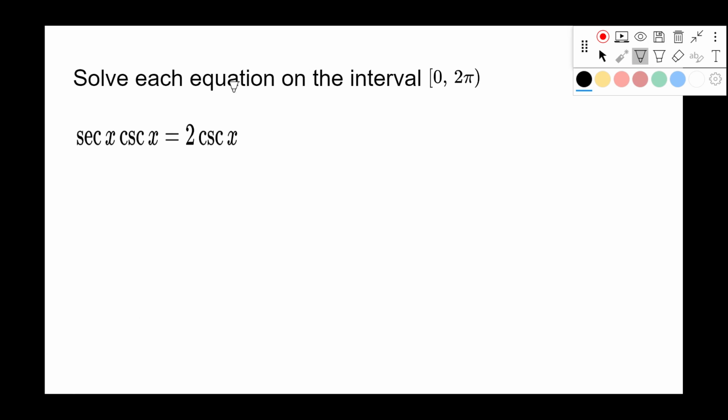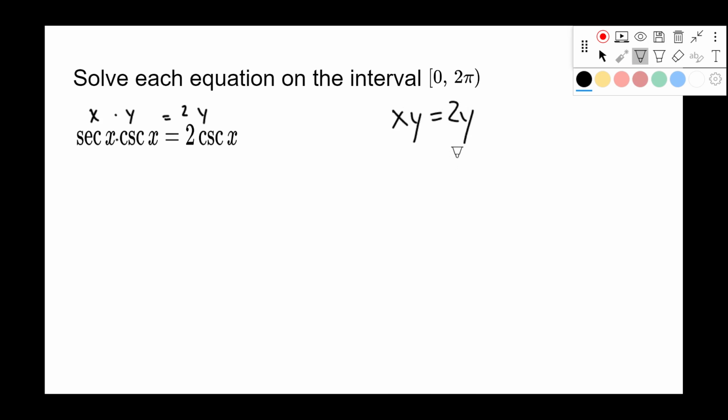Okay, let's try secant x times cosecant x equals 2 cosecant x. All right, this one's a little more complicated. There's 2 trig functions, so now I'm going to do 2 different variables. I'll use x for that one and y for that one. So this is like solving xy equals 2y.